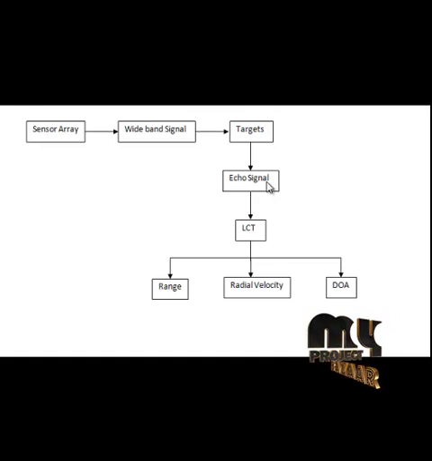The technology to achieve this is called an array. A radar type is a type of sensor array. We use radars in this process. The wideband signal is reflected by targets and the echo signal is generated. The generated echo signal is generally very noisy.